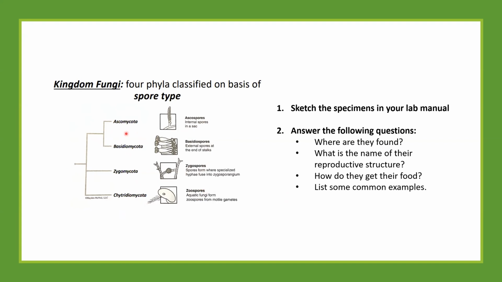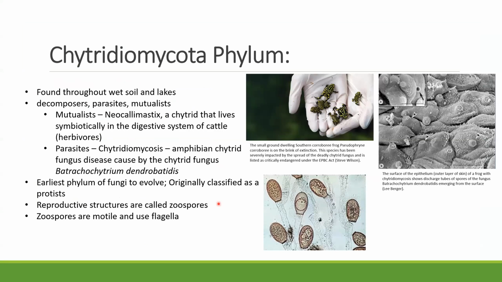So as you go through the lab manual, you're going to 1, sketch the specimens in your lab manual, and 2, answer the following questions. Where are they found? What is the name of their reproductive structure? It is listed here for you. How do they get their food? And list some common examples. So let's go through the first one.